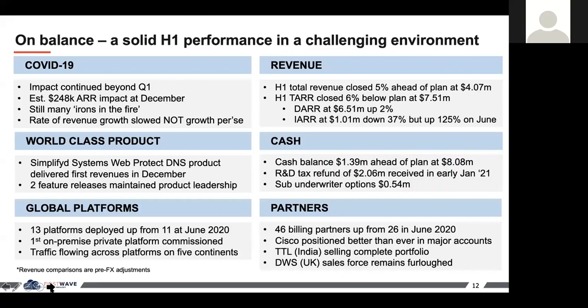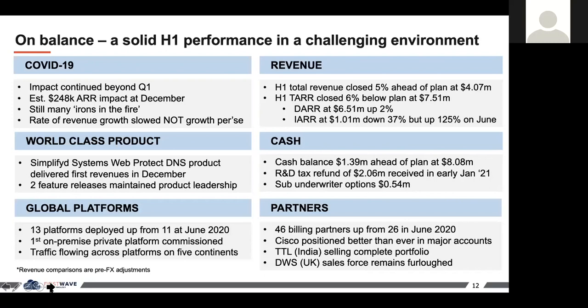On the product front, we continue to expand our product portfolio, onboarding a new technology partner, Simplified Systems Limited out of the UK, and launching their WebProtect DNS product to deliver first revenues in December. We also delivered 2 major product features in the half to ensure we maintain product leadership. We now have 13 platforms deployed, up from 11 at June 2020, and our first on-premise platform outside Australia is in production in the Middle East. We now have traffic flowing on platforms on five continents.